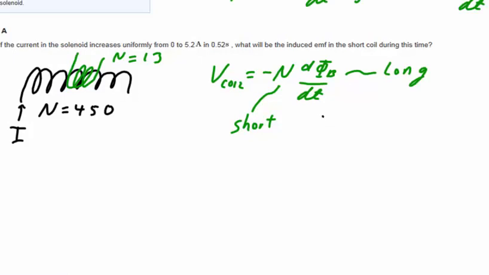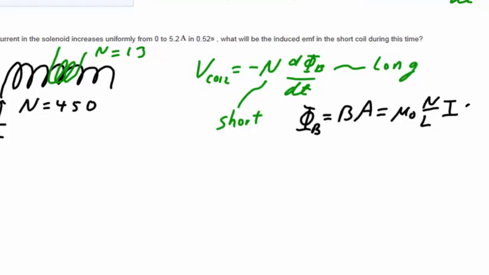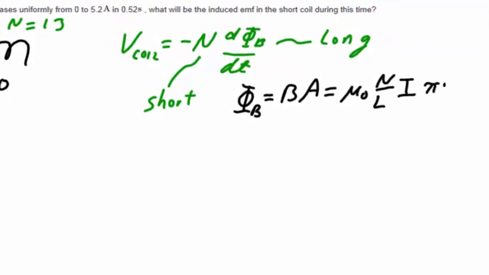We'll begin our calculation by determining the magnetic flux. As always, the flux of any field is that field times the area, and the formula for the magnetic field inside a solenoid is mu0 times the turns per unit length times the current. Since our solenoid has a cross-sectional area which is a circle, we will use pi r squared as the appropriate area. We see that every term in this expression is time independent except for the current.